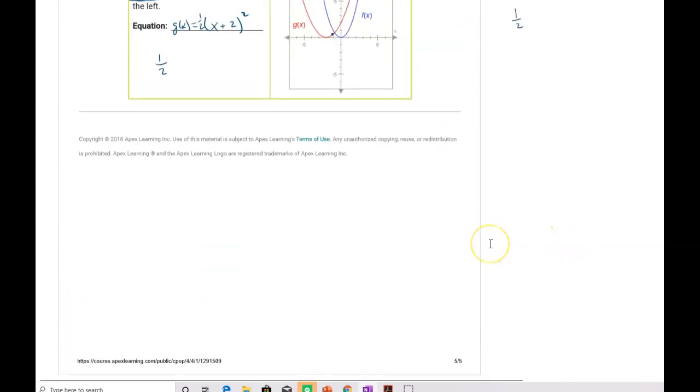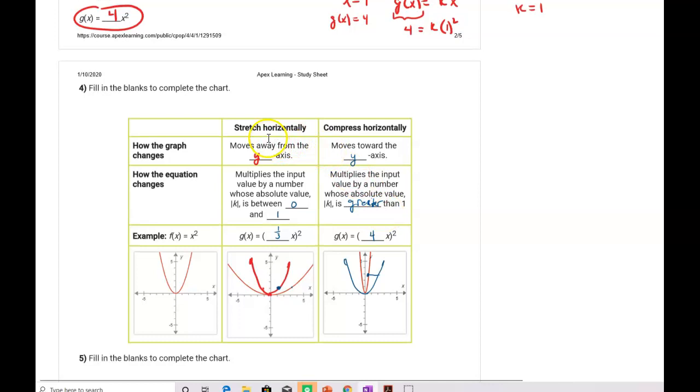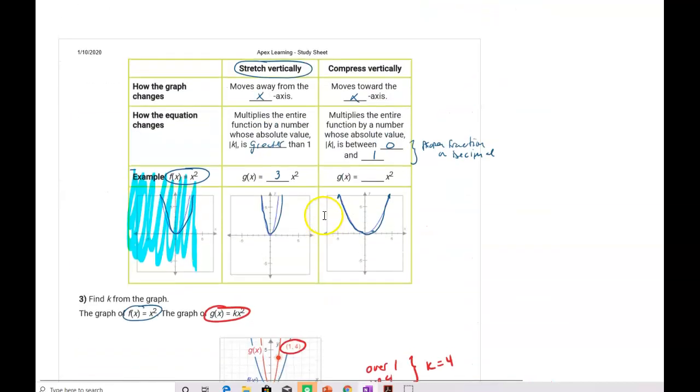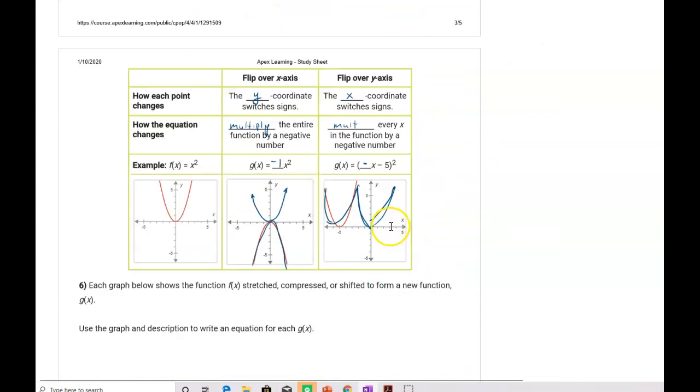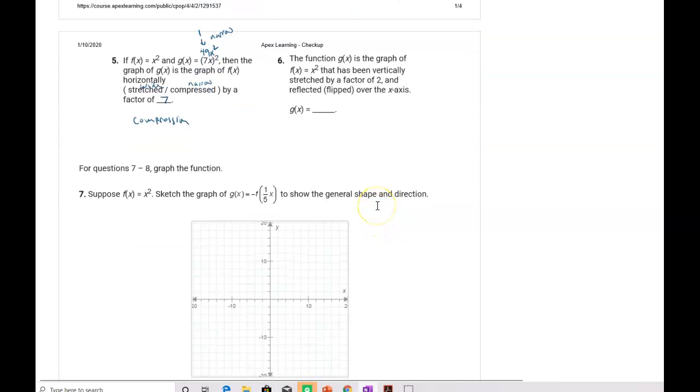Now again, if you forget what they are, you can always go back to these charts. A stretch horizontally makes it wider. A compression horizontally makes it narrow. Here, a stretch vertically makes it narrow. A compression vertically makes it wider. Okay, so you can always go back and review that.